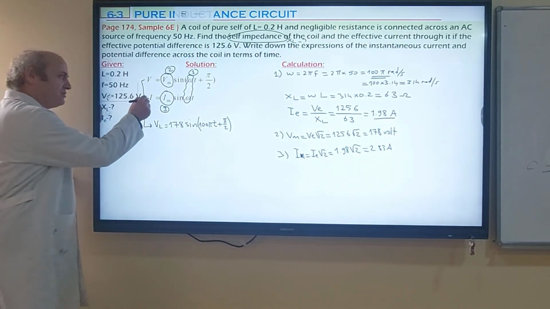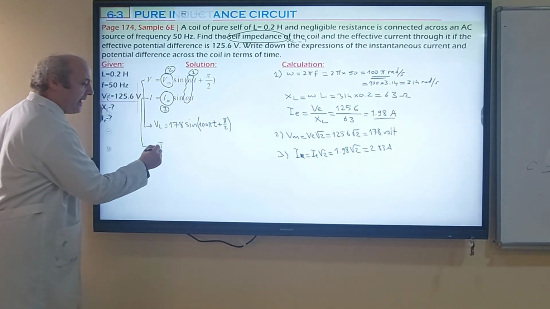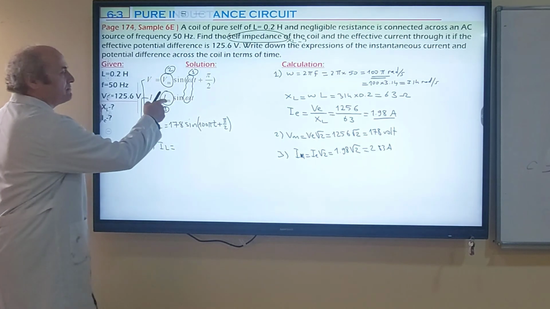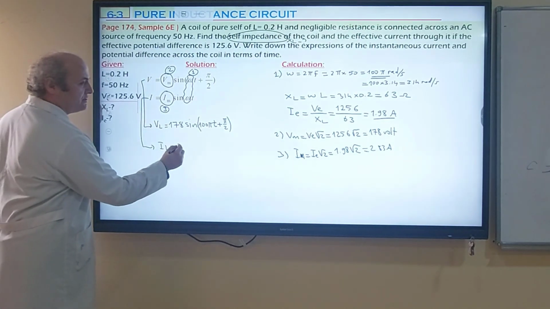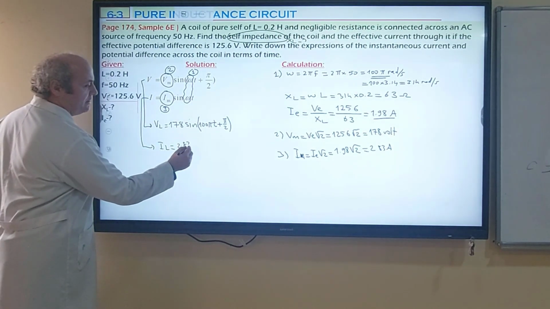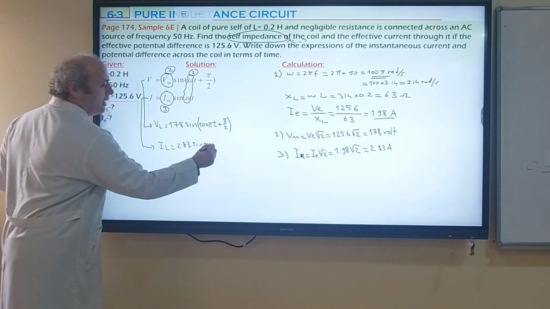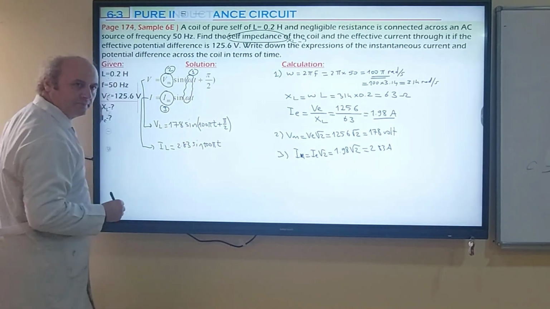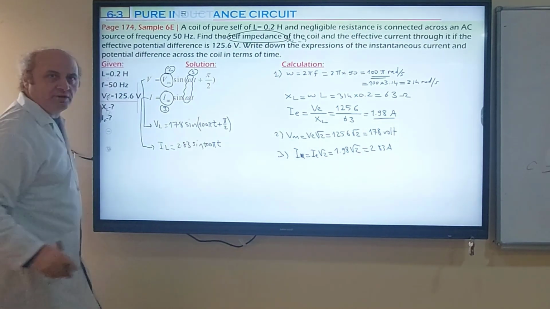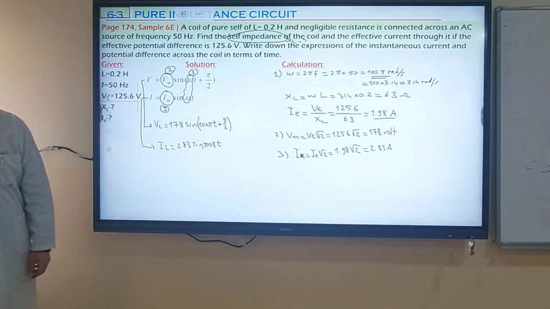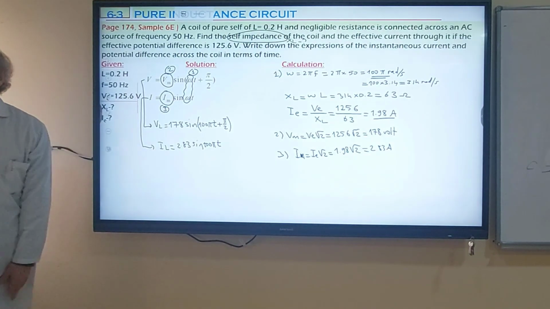For instantaneous electric current, IL equals the maximum current, 2.83, times sine of omega t, where omega is 100 pi. Don't forget t. This is the expression for instantaneous electric current, and this is the expression for instantaneous potential difference.